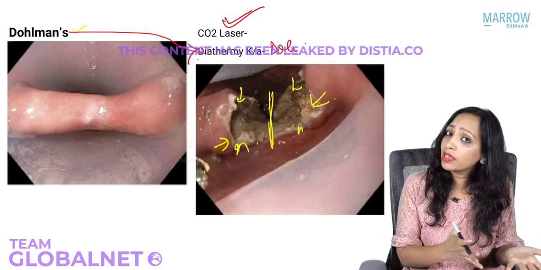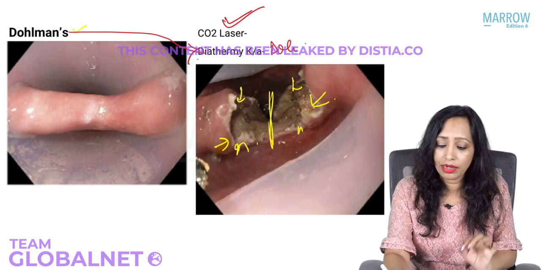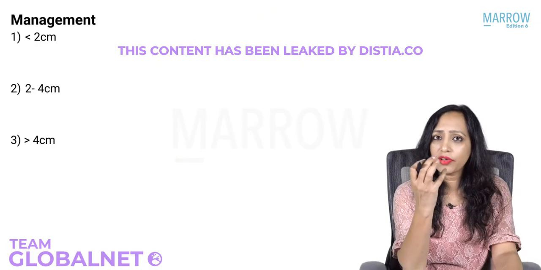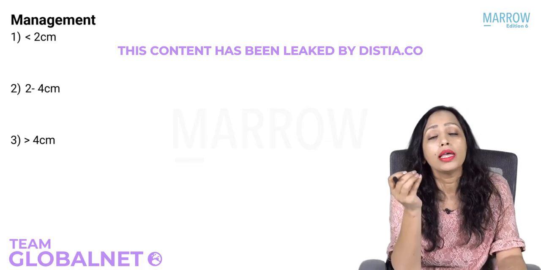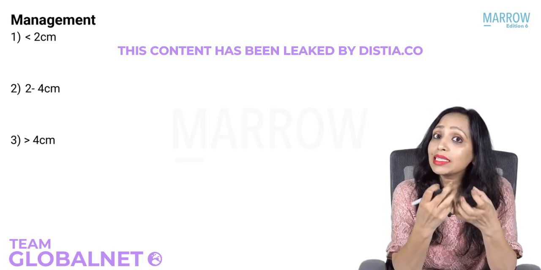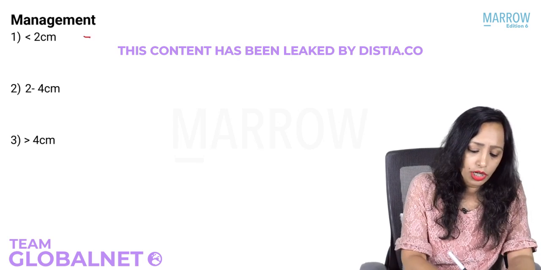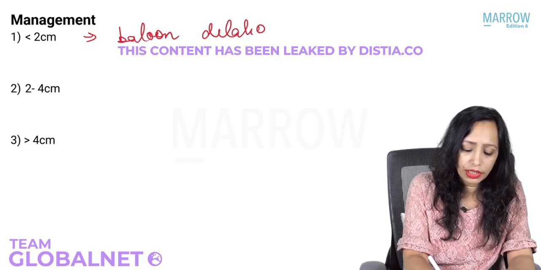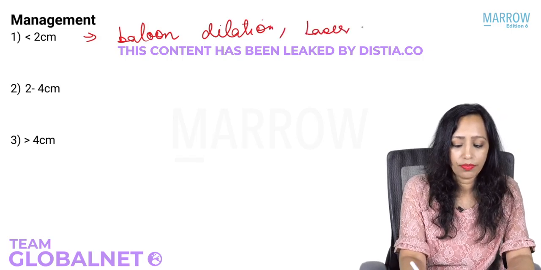So when do we go for laser excision, and when do we go for stapling? That depends upon the size of the pouch. If it is a very small pouch, less than 2 centimeters, then sometimes even a balloon dilatation of the cricopharyngeal sphincter to decrease its activity also works. So if it is a very small pouch, a balloon dilatation will work, or you can also go for laser excision.